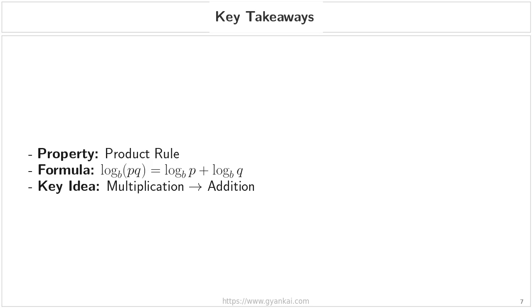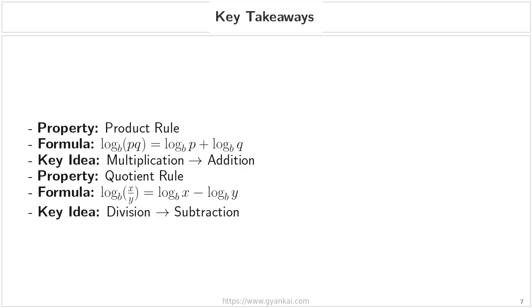Key takeaways. To wrap up our session on the algebraic properties of logarithms, let's review the key takeaways from the slides we have just covered. First, we have the product rule. As we discussed, the formula is log base b of the product p times q equals log base b of p plus log base b of q. The key idea to remember here is that multiplication within the argument transforms into addition.